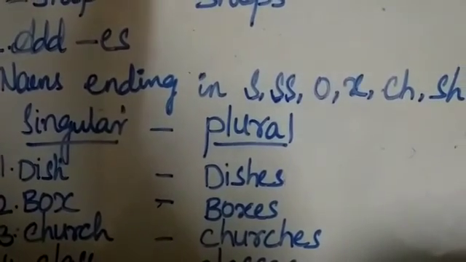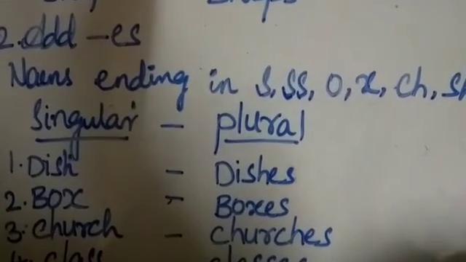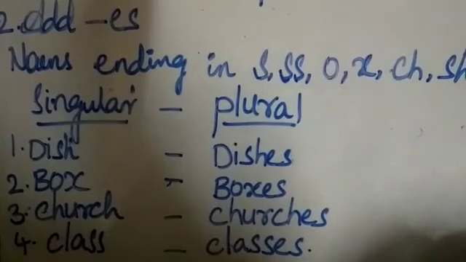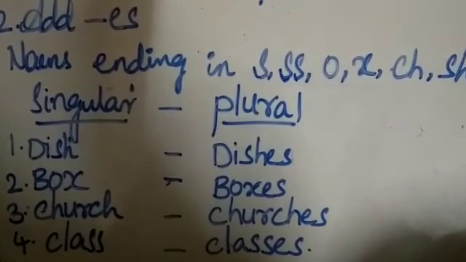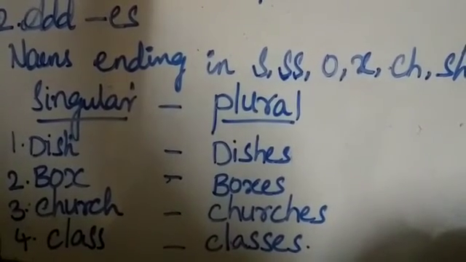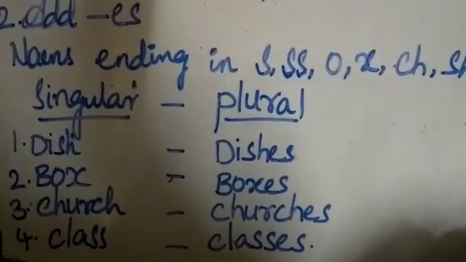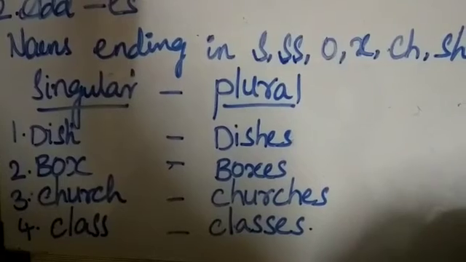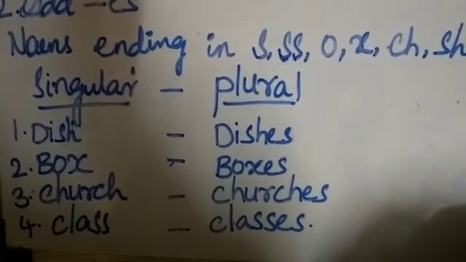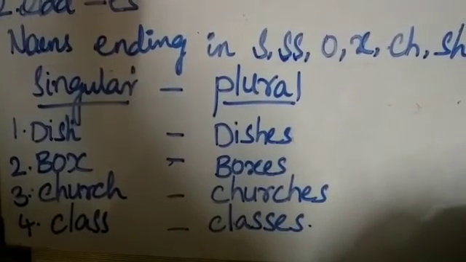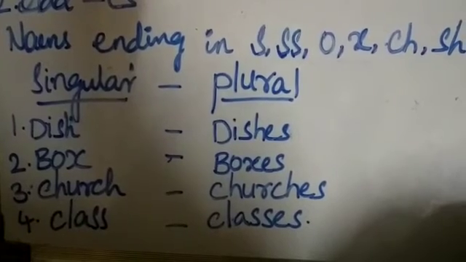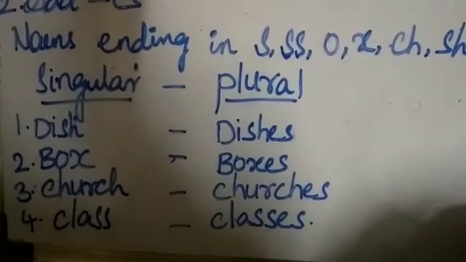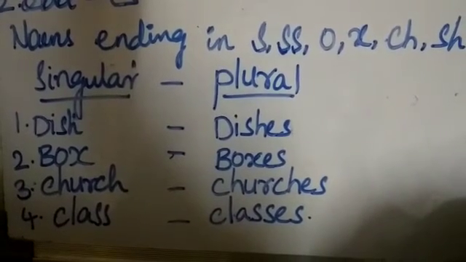That is dish. D-I-S-H, dish. It becomes dishes. D-I-S-H-E-S, dishes. Second one, box. B-O-X, box. It becomes B-O-X-E-S, boxes. Singular means one. Boxes, more than one.